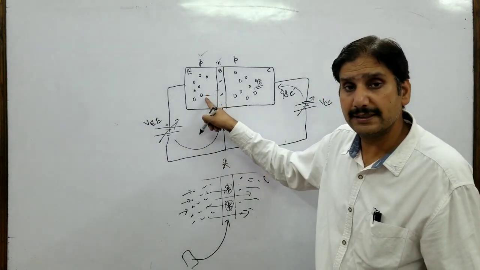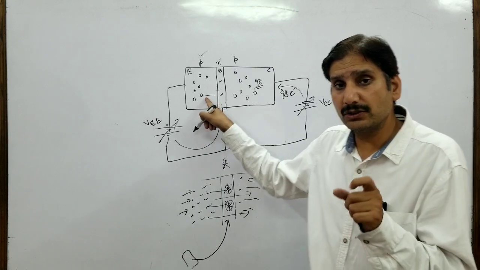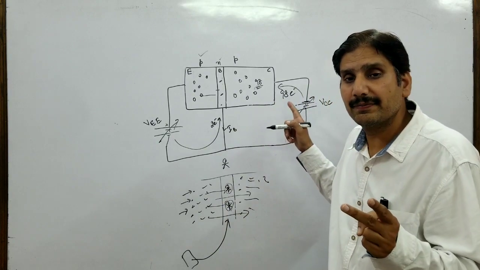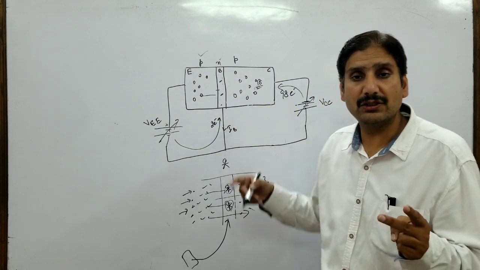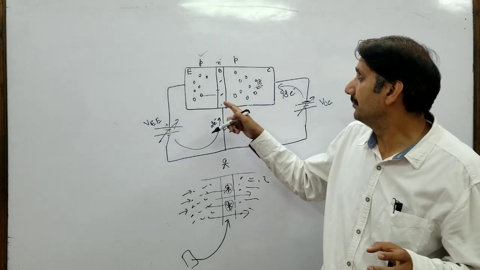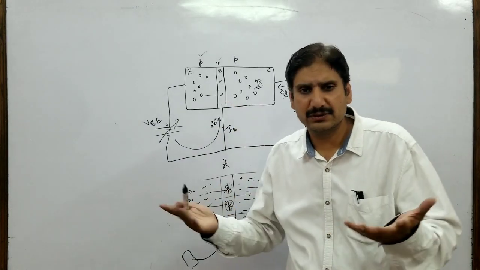Now think of it. There were 100 holes. So emitter current is because of 100 charge carriers, base current is because of 2 charge carriers, and the collector current is because of 98 charge carriers. Or you may say 2% and 98% the same way.